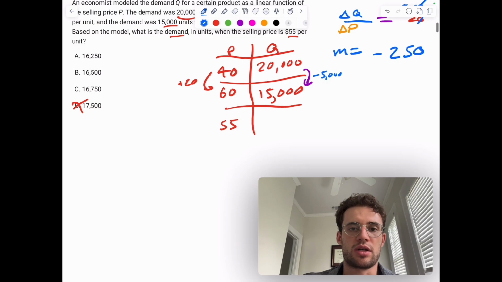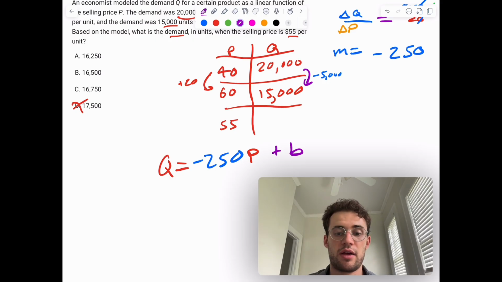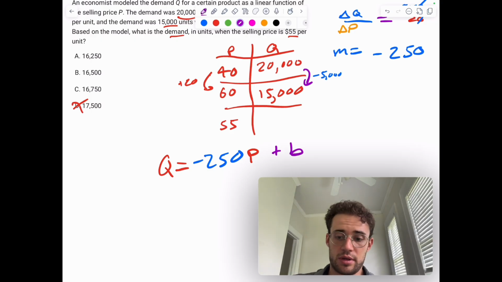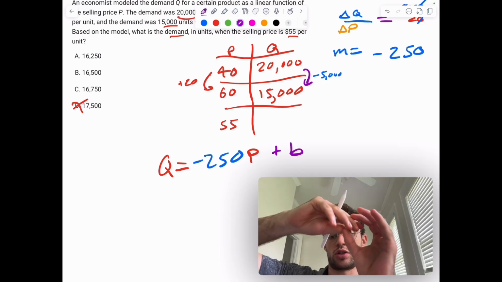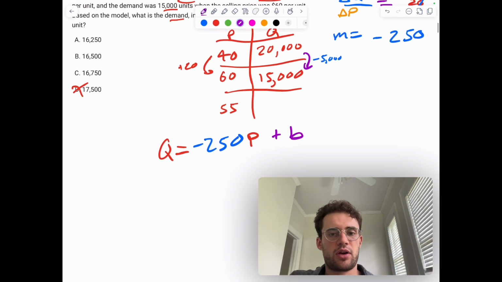If we write out an equation, we can say the quantity demanded is equal to negative 250 times the price plus some y-intercept, which we don't know. That would essentially be, if the price was 0, how much demand would there be? You might assume that means infinite, since if it's free, you get infinite of them. But there are going to be some people who wouldn't want it anyway. And it's kind of a theoretical thing. Usually a line would not actually be able to be extrapolated that far. But we can figure it out from these points.